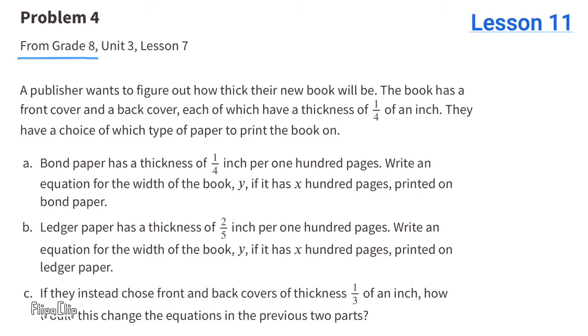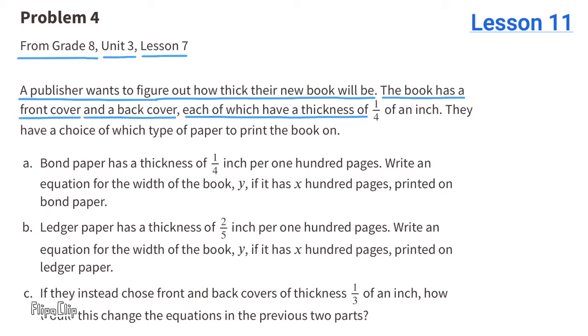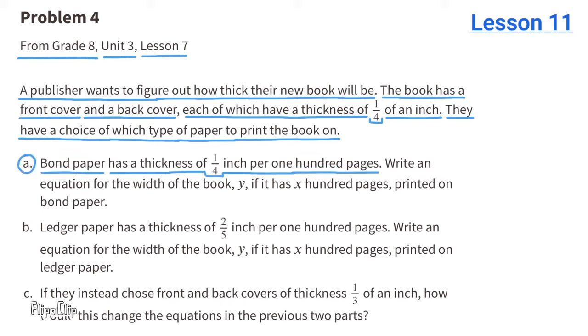Problem number 4 from 8th grade, Unit 3, Lesson 7. A publisher wants to figure out how thick their new book will be. The book has a front cover and a back cover, each of which have a thickness of 1/4 of an inch. They have a choice of which type of paper to print the book on. A. Bond paper has a thickness of 1/4 inch per 100 pages. Write an equation for the width of the book y if it has x 100 pages printed on bond paper.